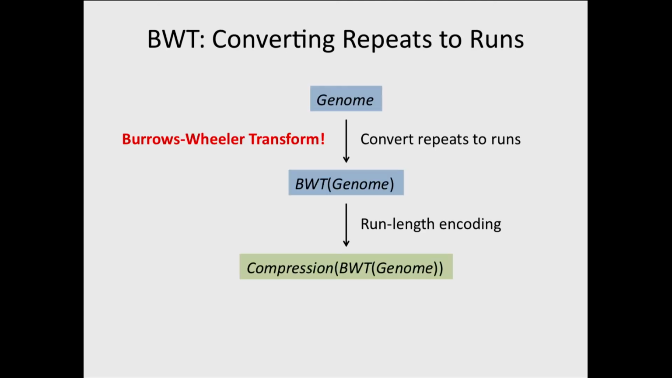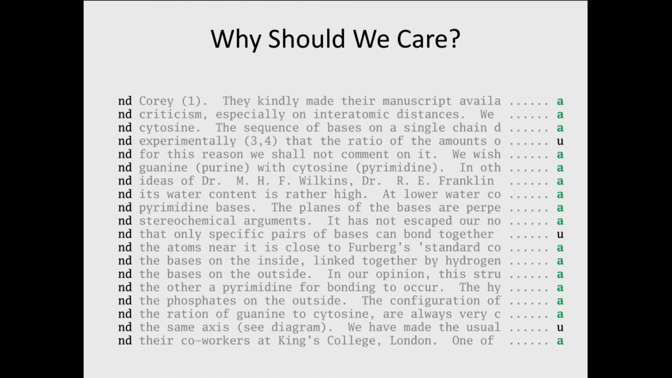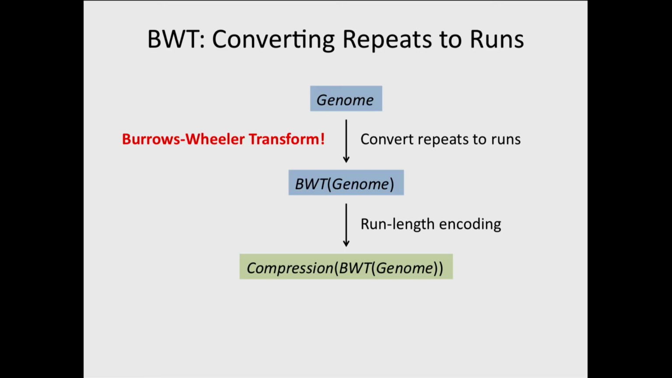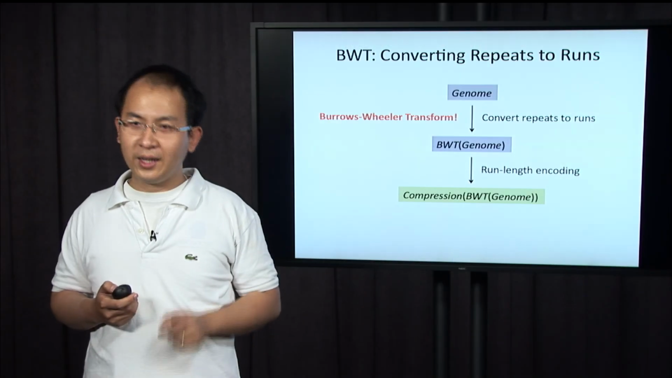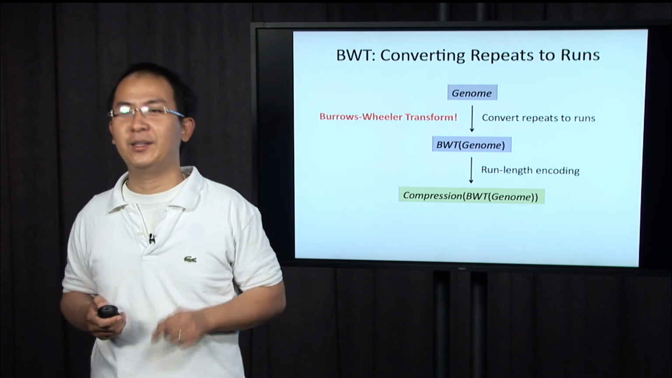You may ask me another question. Why don't I choose the first column as the BWT? Well, it also contains a lot of runs, right? Yes. But I believe Phillip will give you a better explanation.